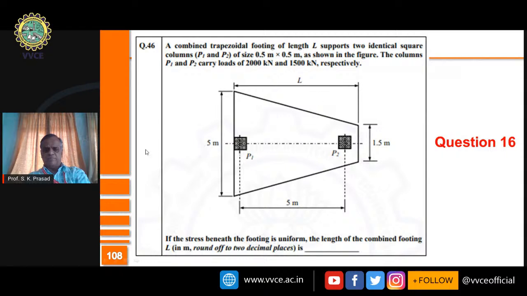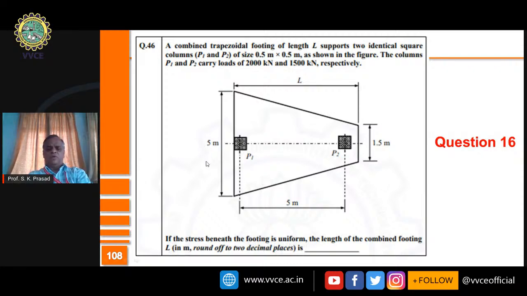We also solved a simple problem last time. It was required to determine L. Basically, the main concept we use is that the centroid of the area of the footing coincides with the CG of the loads. When you do so, the pressure on the ground will become uniform. So basically, our objective is to keep the pressure uniform as much as possible.